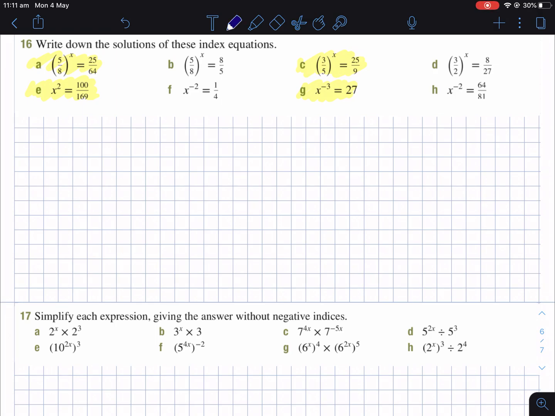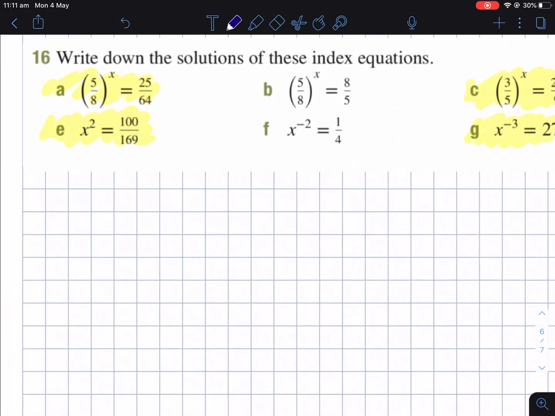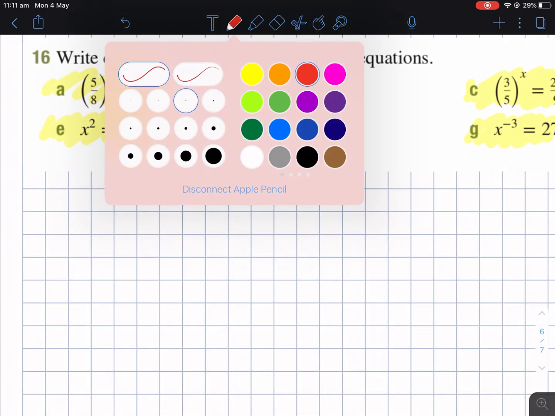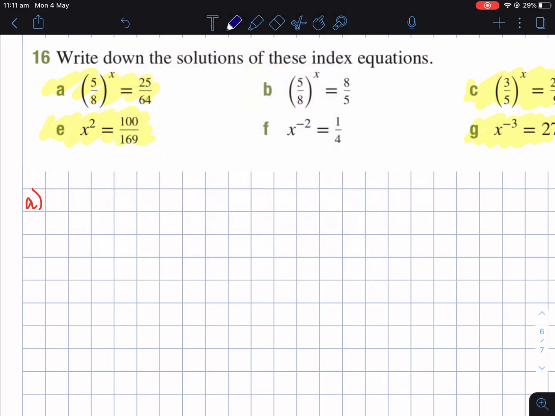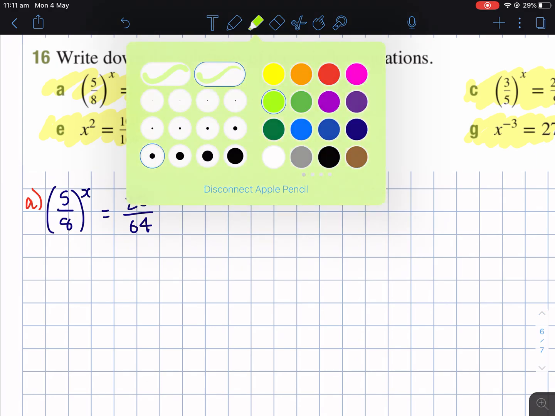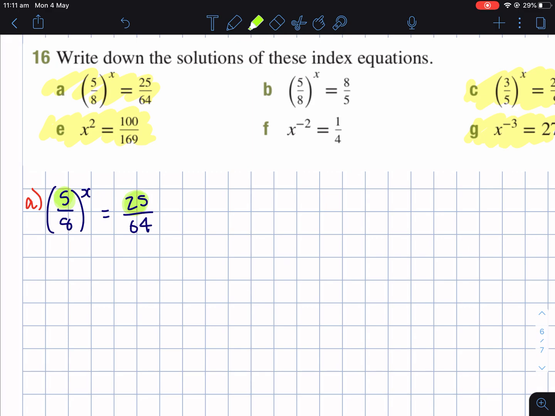Question 16. Now we're going to approach this a little bit differently. Oh, not that differently. So for A, we've got (5/8)^x equals 25/64. The 5 is in the same spot as the 25 and the 8 is in the same spot as the 64, and we're going to turn all of them to the same base so that we express 25 as 5 to the something, 64 as 8 to the something, and we can fiddle with it until we get it in the same format as the left, so then we can see what x equals.